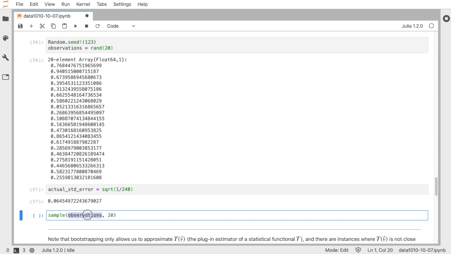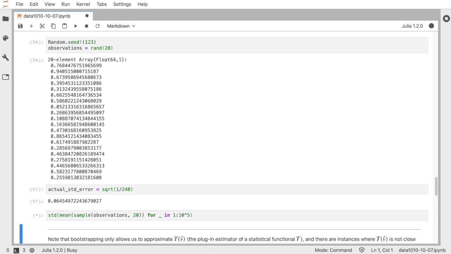And to bootstrap, what we want to do is sample from our observations 20 times. So we're treating the empirical distribution like it's the actual measure, and we're sampling from it 20 times because that's what our statistical functional says to do. And we compute our estimator for the result. That's just going to be the mean. We do that a bunch of times, and we compute the standard deviation of the result.